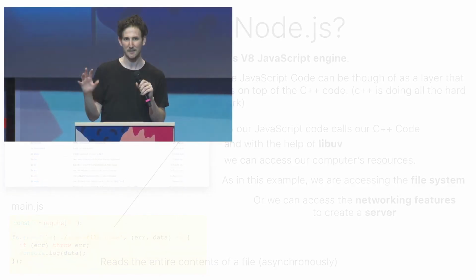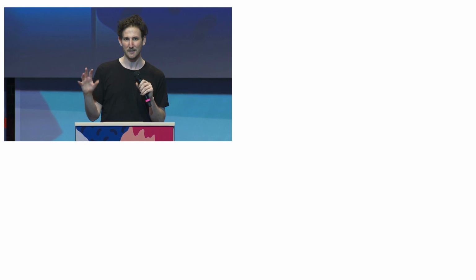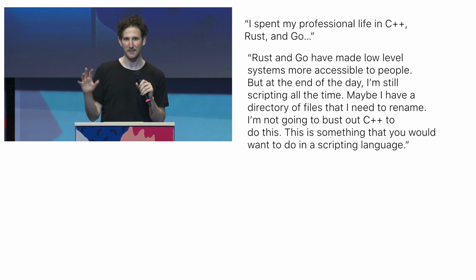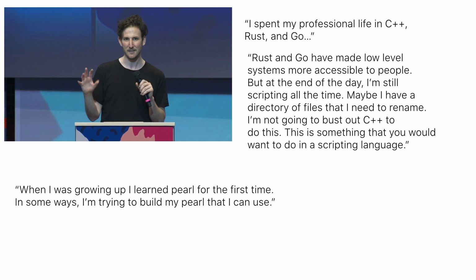And finally, I just want to end with something that Ryan Dahl said in one of his talks. And this is what he said. I spent my professional life in C++, Rust, and Go. Rust and Go have made low-level systems more accessible to people. But at the end of the day, I'm still scripting all the time. Maybe I have a directory of files that I need to rename. I'm not going to bust out C++ to do this. This is something that you would want to do in a scripting language. When I was growing up, I learned Perl for the first time. In some ways, I'm trying to build my Perl that I can use.